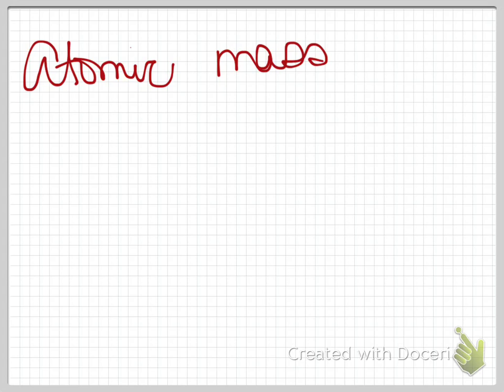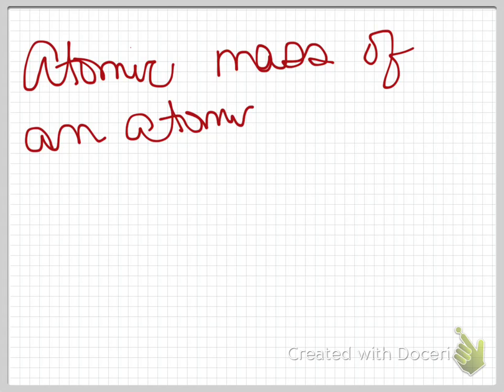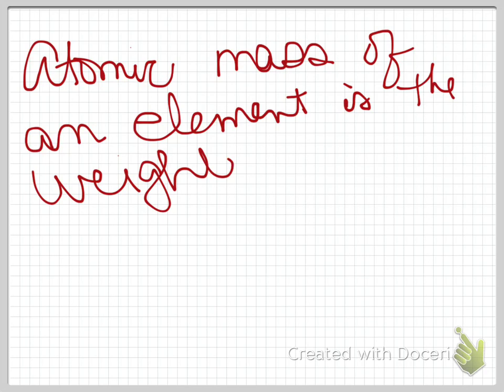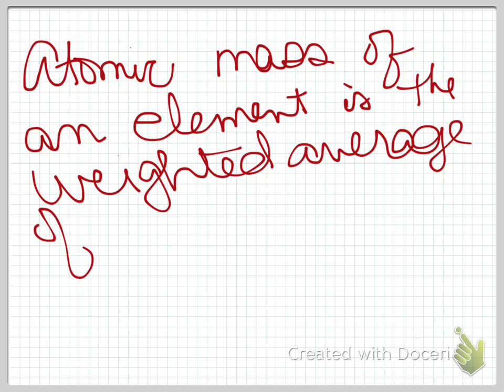And so the atomic mass of an element is the weighted average of its isotopes.